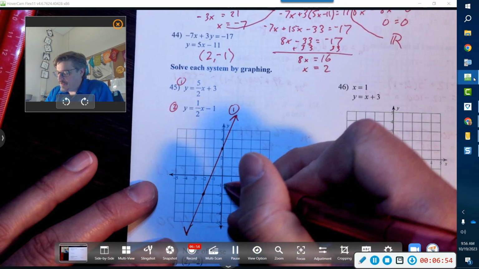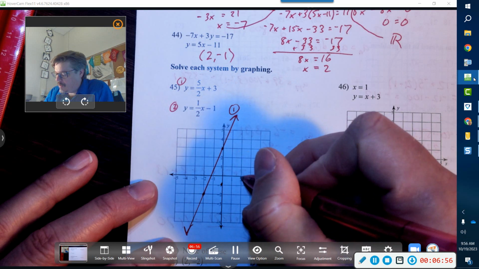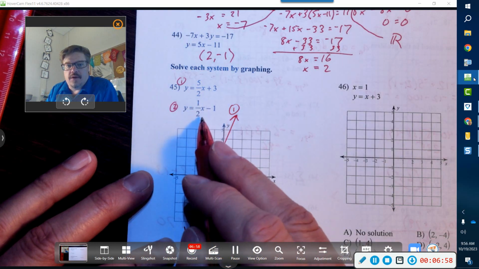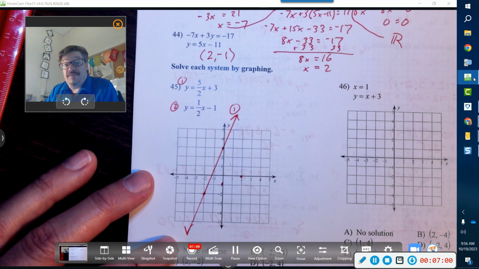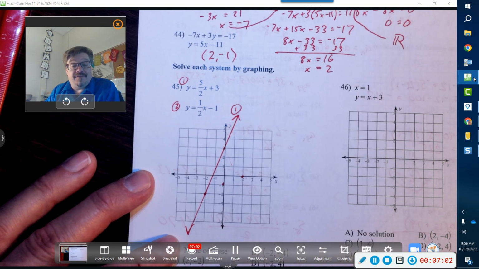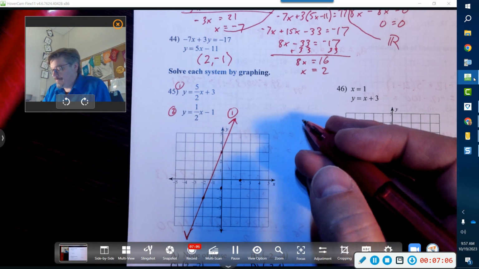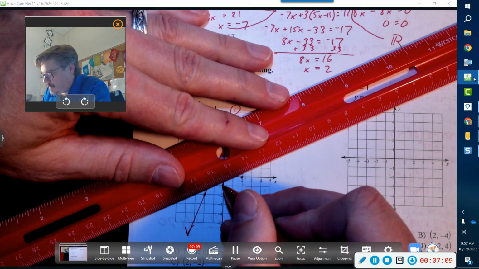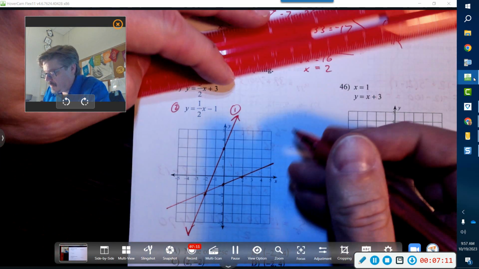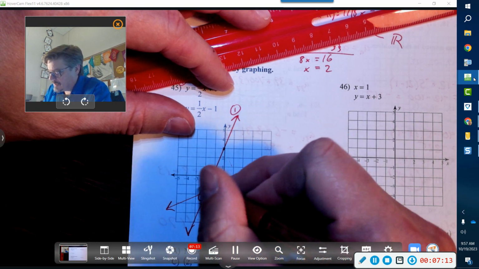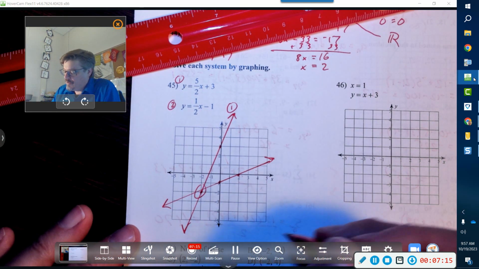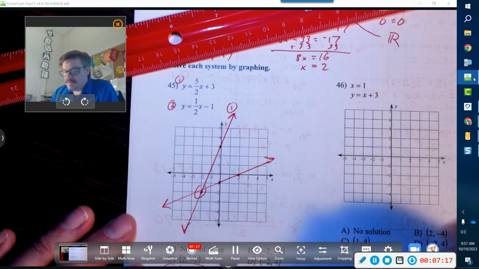Now line 2 starts at negative 1, and then it says up 1 over 2. Up 1 over 2. Always go to the right if you can. Go to the left if you have run out of room, but then you're going to have to change your direction. Okay? All right. Looks like our solution is this guy right there, and that is negative 2, negative 2. So the answer is E.